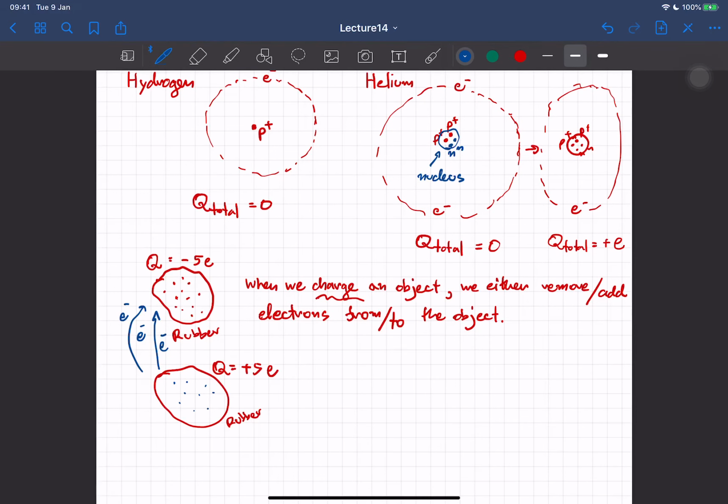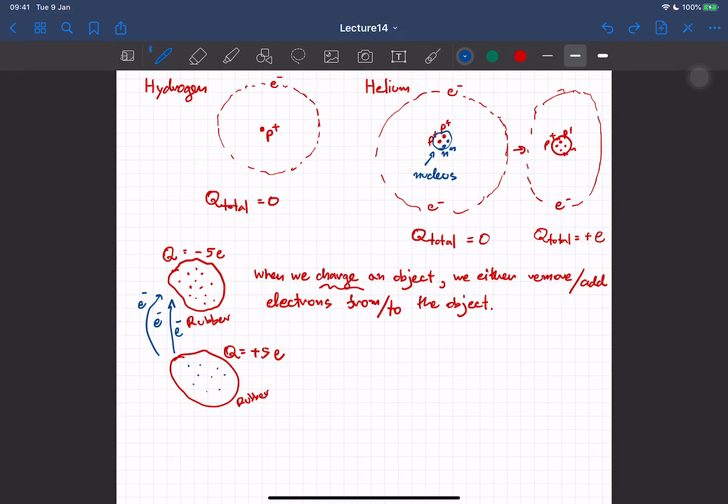We also found that we cannot just make an electron out of nowhere, right? You cannot say, okay, I make this object negatively charged by putting in some electrons, and where do those electrons come from? Well, I just made it up. Okay, that's actually not what usually happens. So usually you need to take electrons from some other object if you want to add them to this particular one.